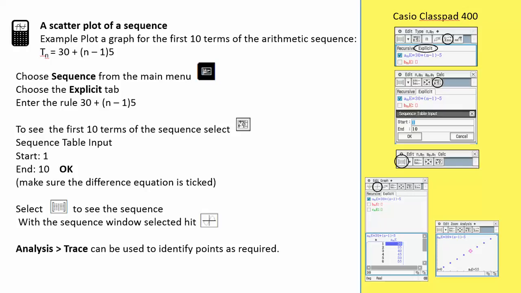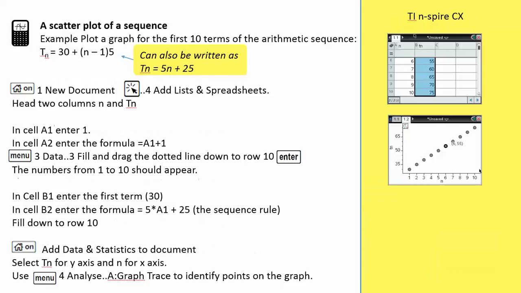Clearly, your graphics calculator is going to come into its own. I'll be demonstrating some of these questions using the Casio ClassPad. If you have a TI, it's a little bit trickier to work with, but still very possible.